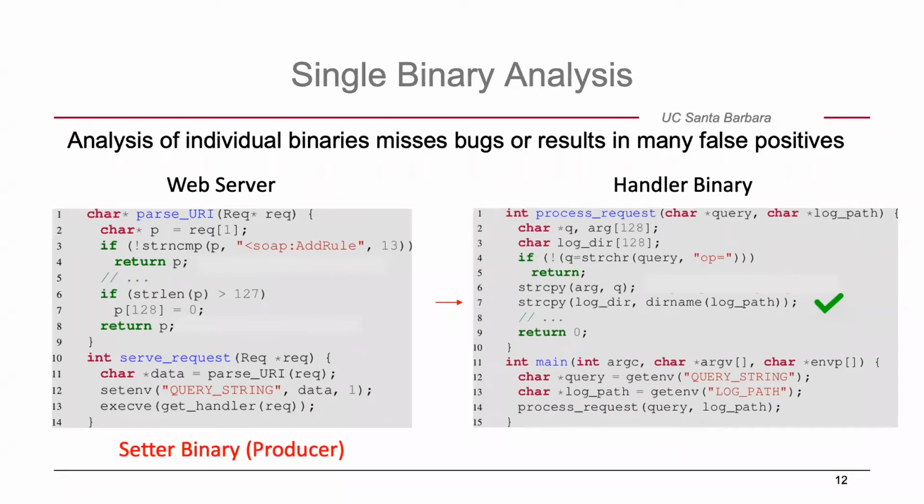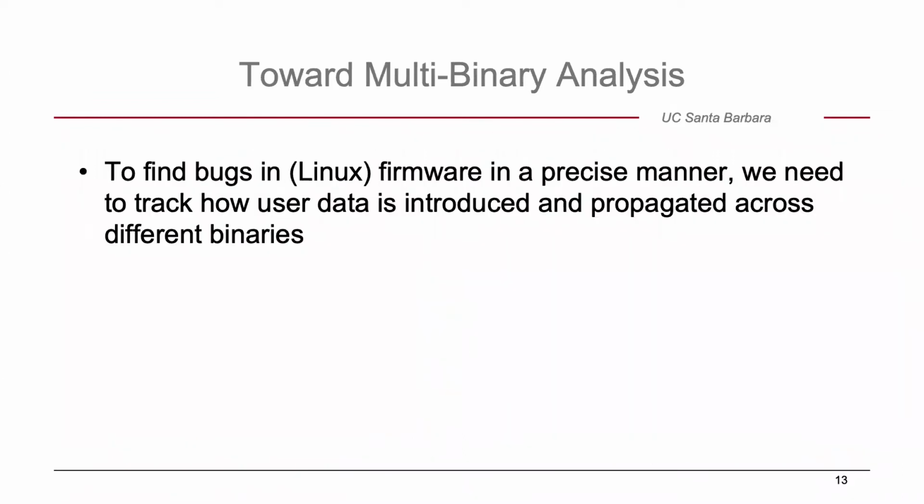All right, so how do we do this? Well, we are looking at certain binaries that can set values. We call them the set binaries or producers. You have the get binaries that are consumers of this data. And the idea is to find those bugs. We want to track how user data is introduced and propagates across these different binaries. That's the task.